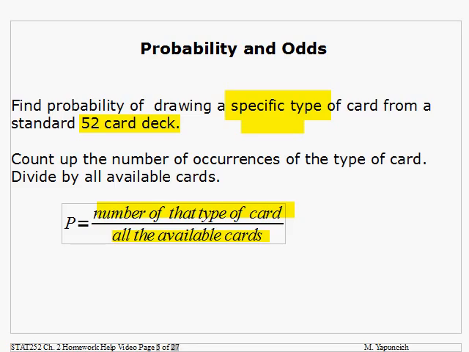So say you want to draw an ace of spades. Well, there's only one ace of spades in the whole deck, so the number is 1, and 52 goes down here. That's for the ace of spades. Say you just want to draw an ace. Well, there are 4 aces in the deck. 4 over 52.